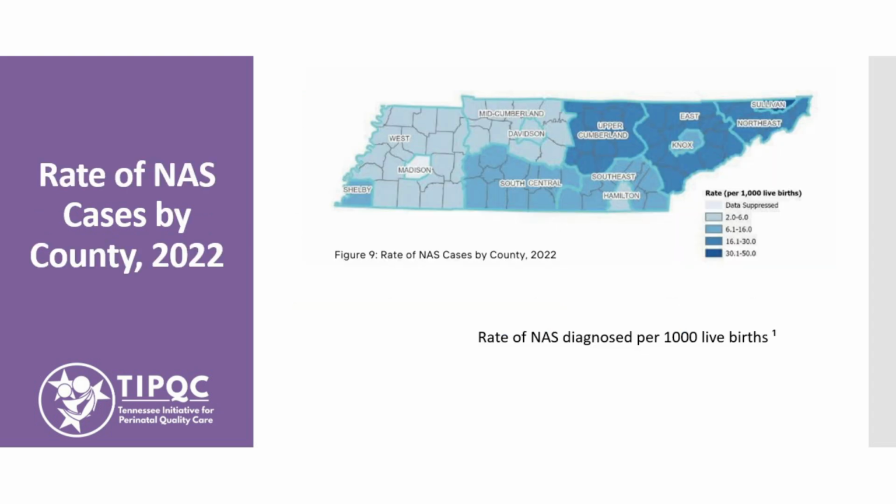This is not going to be a surprise to any of you who practice in Tennessee. Our rates of NAS are highest in the eastern part of the state and decrease as you make your way across the state. And so you can see our rates in Sullivan County in the top northeastern part of the state can range 30 to 50 per 1,000 live births. So that's a very high rate of opioid exposure, or NAS.